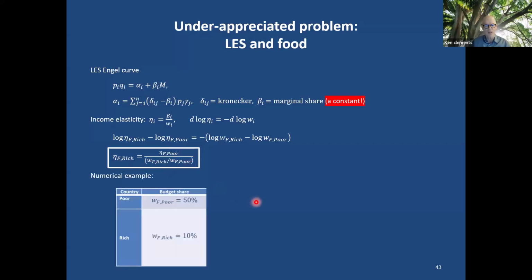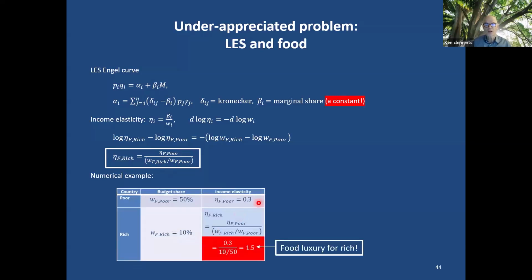Let's illustrate that in a numerical example. Let's suppose the poor country spends 50% of the budget on food, whereas it's only 10% in the rich country. And let's furthermore suppose that the income elasticity of food in the poor country is 0.3. It's a reasonable value. It means that according to LES, the rich country is going to have an income elasticity of demand for food of 1.5. So it's above unity. So food is going to be termed a luxury for the rich country, which makes no sense at all.